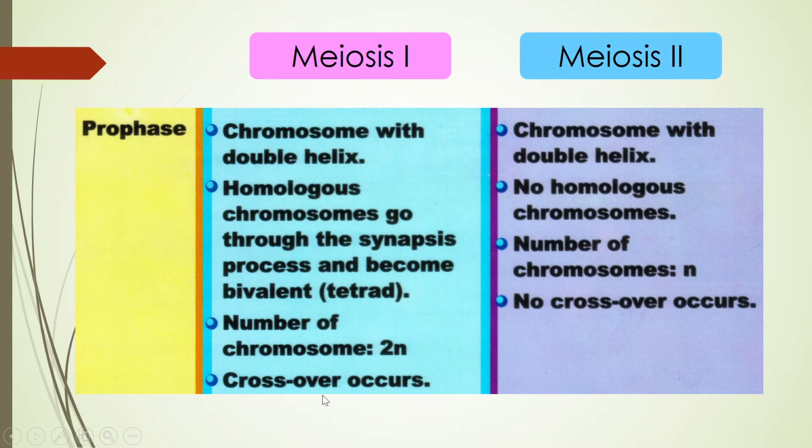Very crucial process that happens in prophase 1, but in meiosis 2 there are no homologous chromosomes. Why? Because the homologous chromosomes already separated in anaphase 1 just now. And the number of chromosomes now, they are haploid, and no crossing over happens.